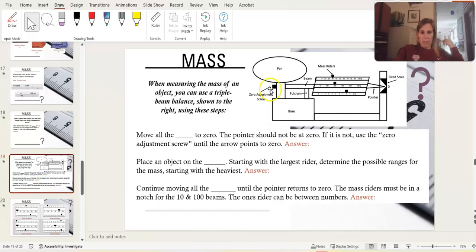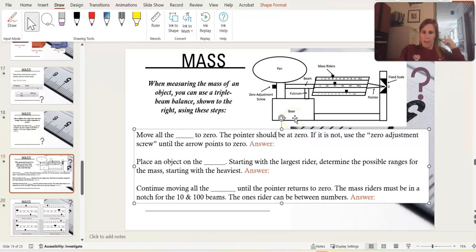Okay. Here is a triple beam balance. You can see it all labeled out. You can expand that picture if you can't see it, but you will use this image and the little labels on it to help you answer these questions. So move all the riders to 0. The pointer should be at 0. If it is not, use the zero adjustment screw until the arrow points to 0.